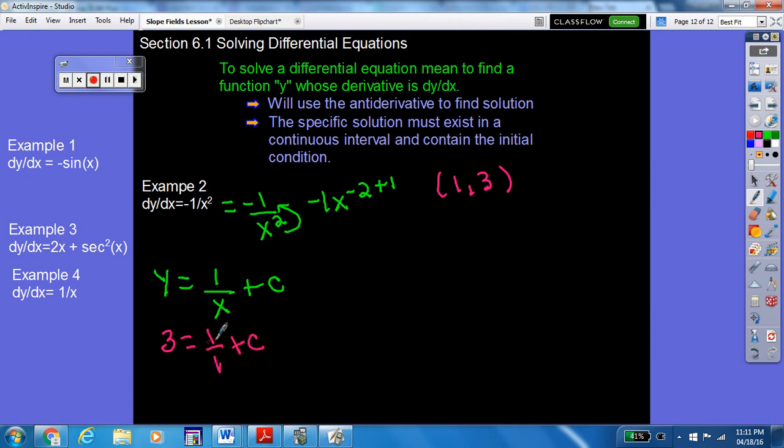So we see 3 equals 1 plus c, which of course makes c equal to 2, and our answer would then be y equals 1 over x plus 2. Okay, and that's our solution.